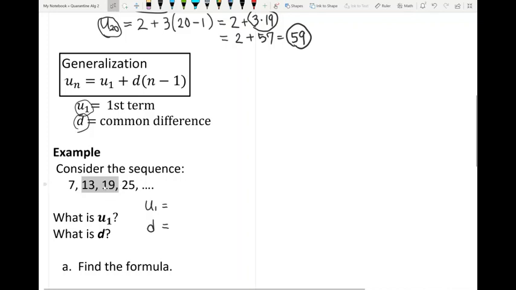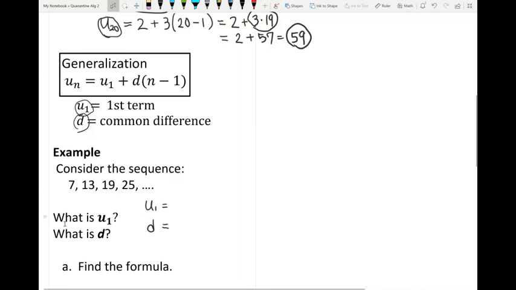It's 6 again. How about the difference between 19 and 25? It's 6. So we know for sure that this is an arithmetic sequence. Next, let's identify those two critical numbers.